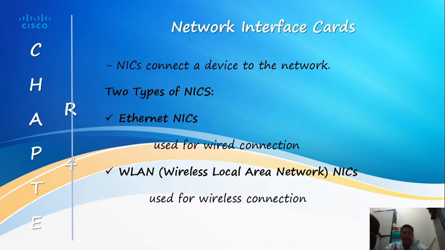There are two types of NICs: Ethernet NICs and wireless local area network NICs. Ethernet NICs are used for wired connections and WLAN NICs are used for wireless connections.